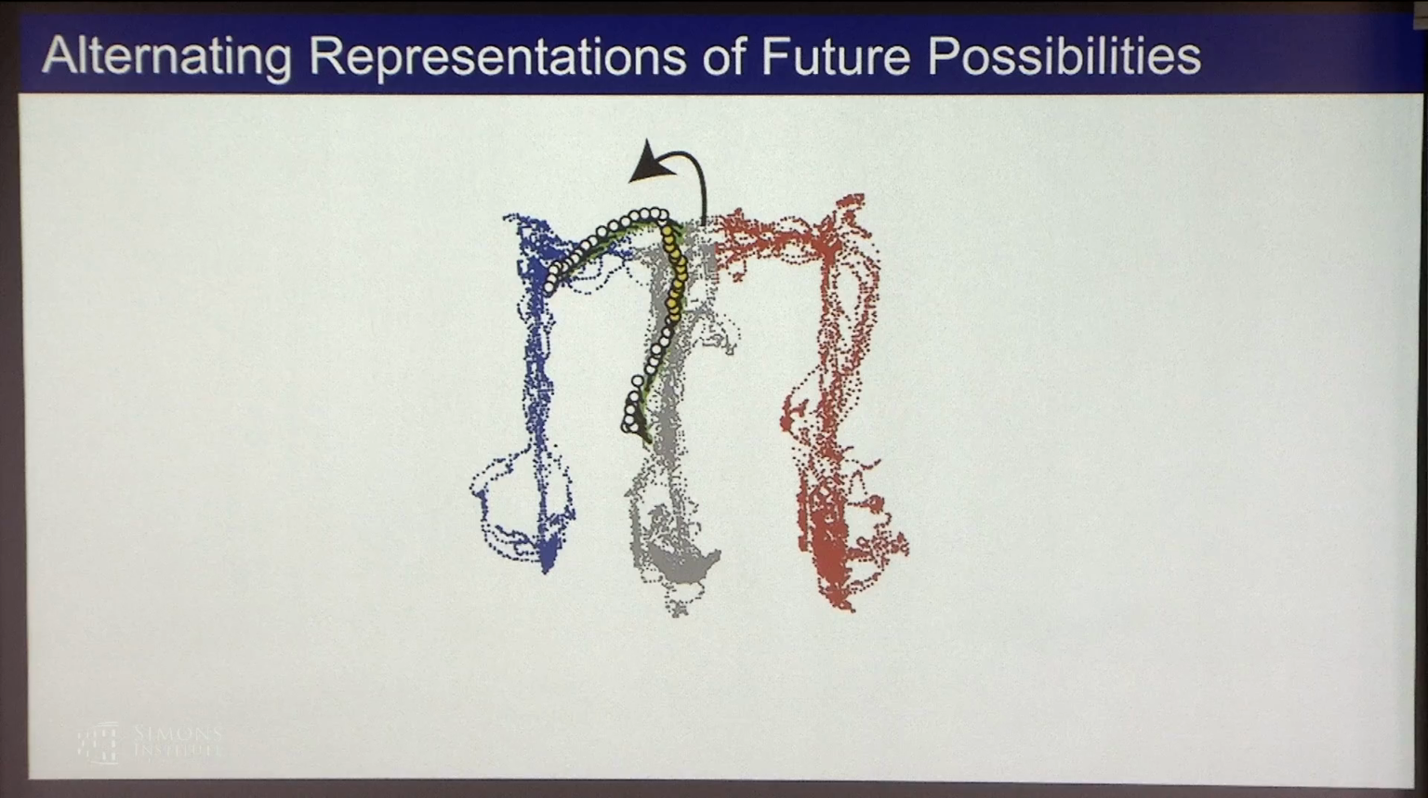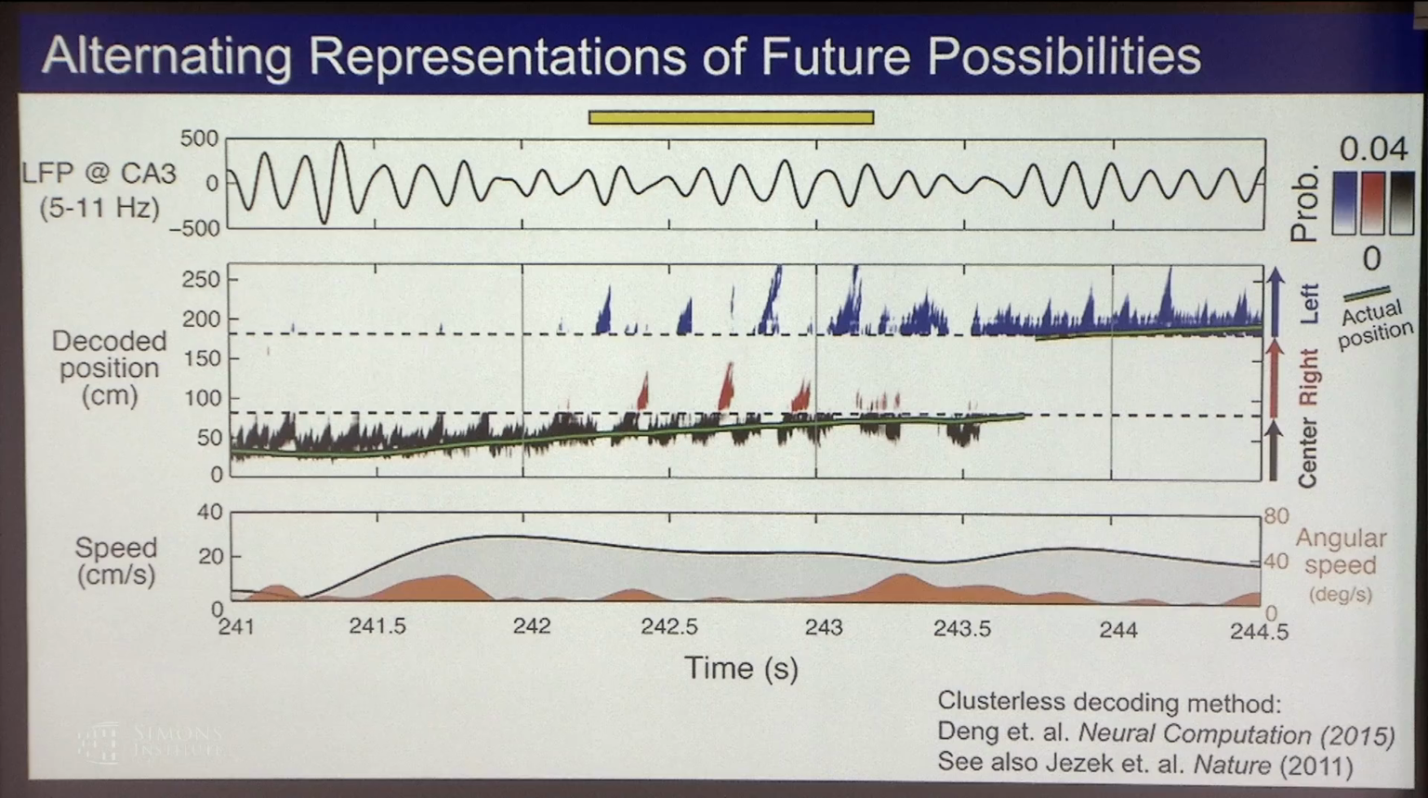And what we're going to do is ask, are there representations during this period of either the left arm or the right arm? Okay, so we're asking basically, is the animal thinking in some way about where it's going? And what is the temporal structure of that thought? Now, this is complicated, and I apologize in advance. There's a lot going on here, but let me just take you through it.